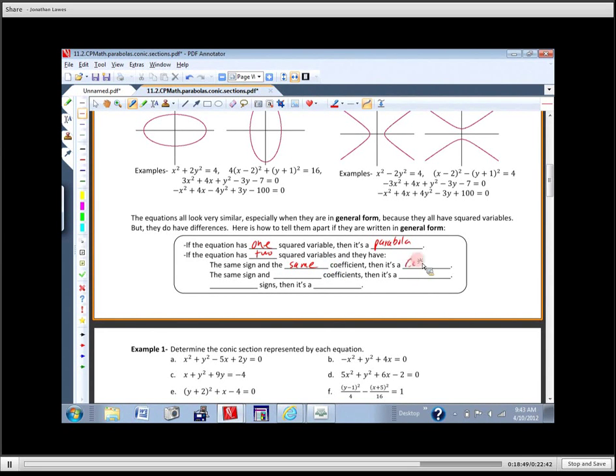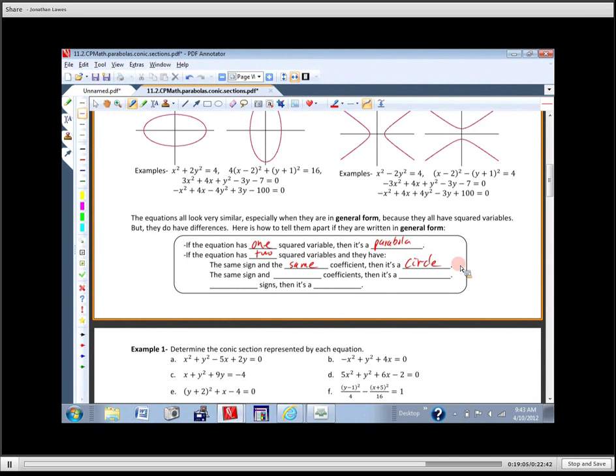Okay? So if it's got one squared variable, we know for a fact what it is. If it's got two squared variables, then we have to look really closely. We've got to put everything on the same side, and we've got to look at it and say, okay, are they the same sign? Okay? And do they have the same coefficient?